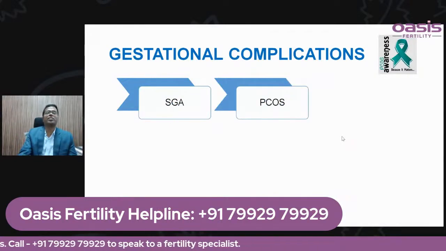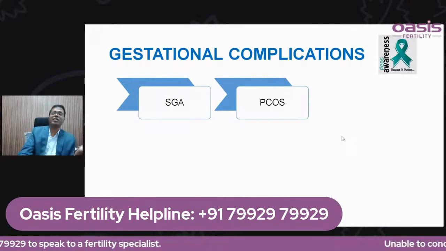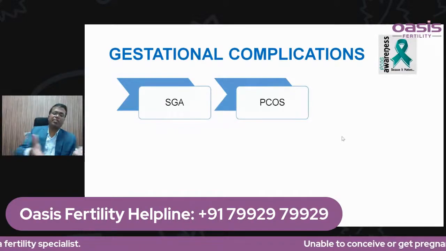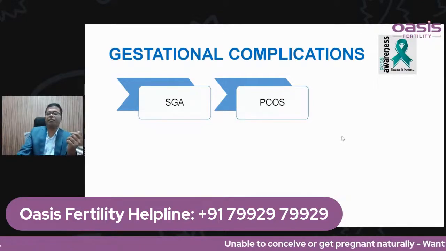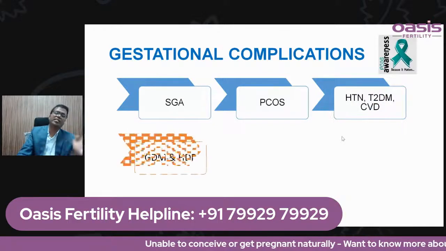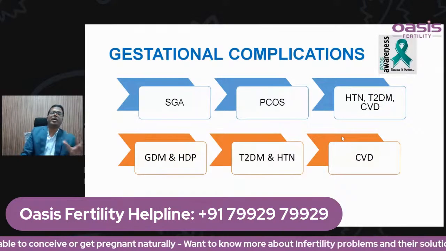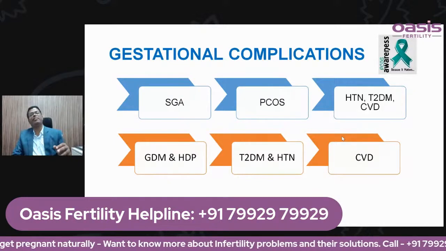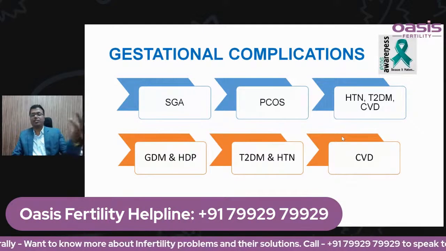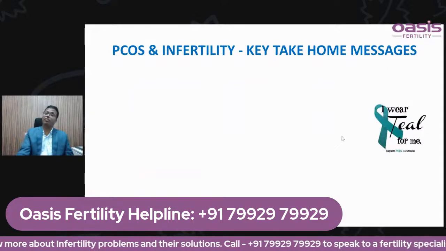As we know, with a small for gestational age baby, if she is a female and her mother was PCOS, she may develop PCOS in her later life. Again, all this sequelae continues, and it is a vicious cycle, as whatever I told you. And these mothers may develop type 2 diabetes, hypertension, and cardiovascular disease in their future life also.